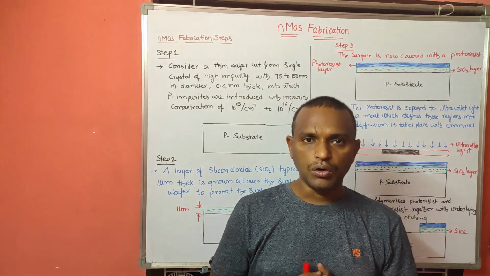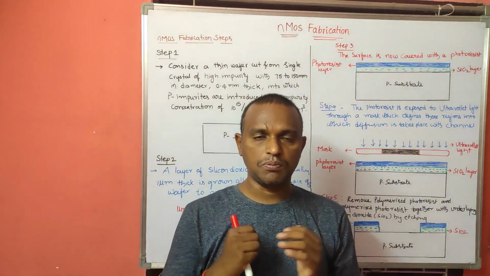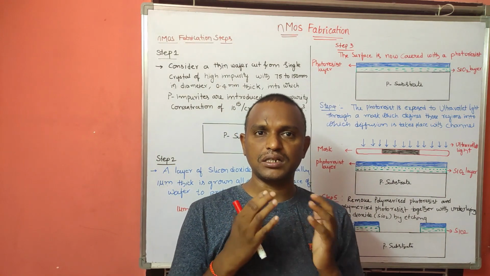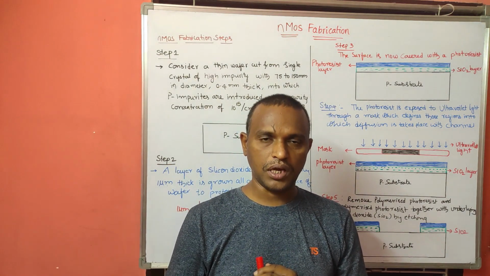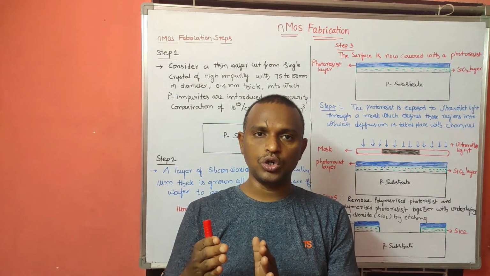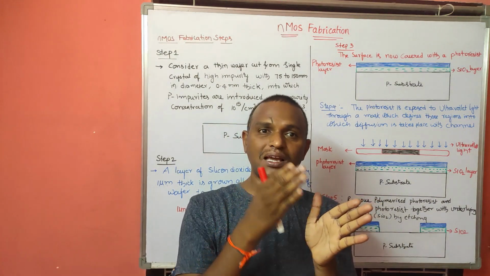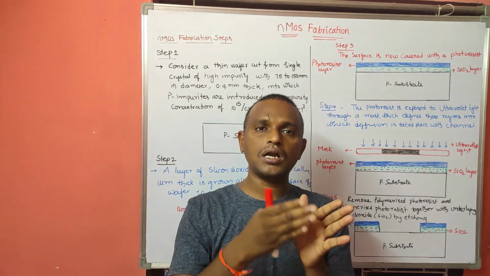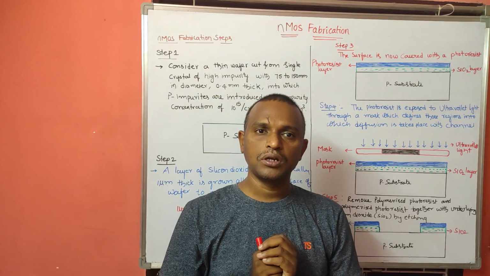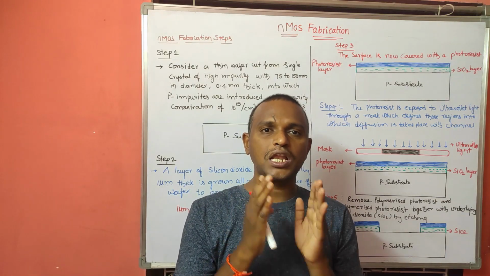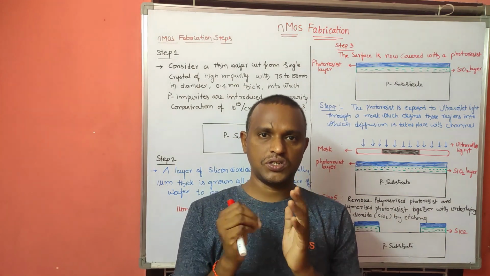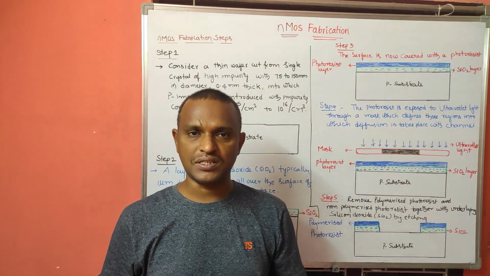The first step is we have to consider a wafer that is cut from silicon crystal. In wafer preparation, after the crystal growth we will cut the silicon crystal into slices or wafers. So in the first step I consider the pure silicon wafer that is cut from the silicon crystal.